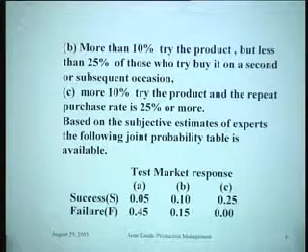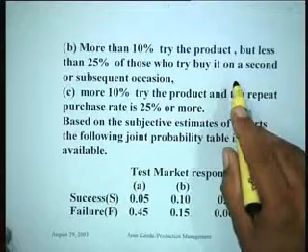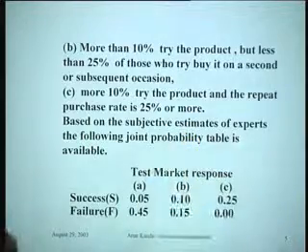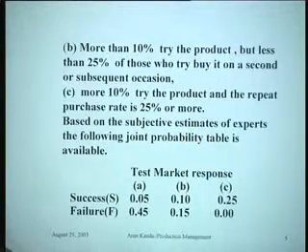Okay. So if the repeat purchase rate is less than 25%, we classify it as B. And if it is more than 25%, we classify it as C. So A, B, and C become statistical means to classify the response of the product in terms of its popularity at the test market.